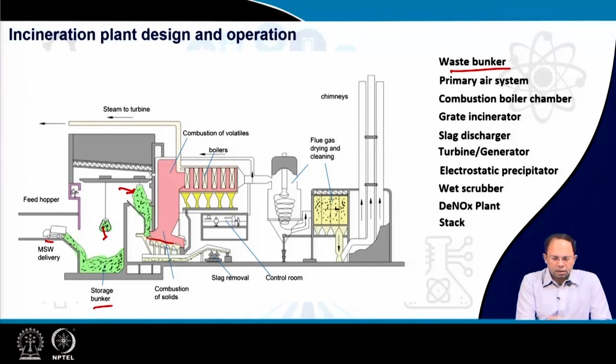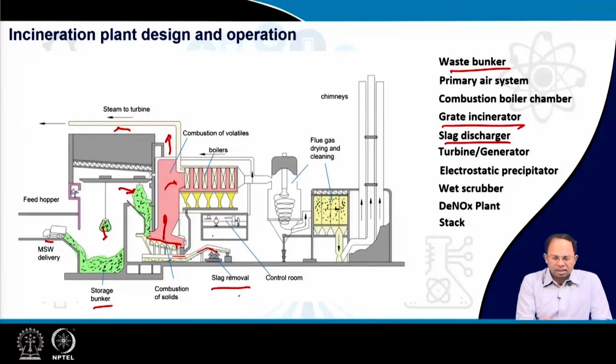This is the grate, or the surface where the waste is actually burnt, so these are known as grate incinerators. After burning, you can see the ash falling and coming to this slag removal system, which we call the slag discharger. This is where the combustion is taking place. This is the combustion chamber, and these are the boilers. The flue gas that comes out is very hot and comes in contact with the boilers, which generates steam. The steam is taken out via this, and then it goes to the turbines.